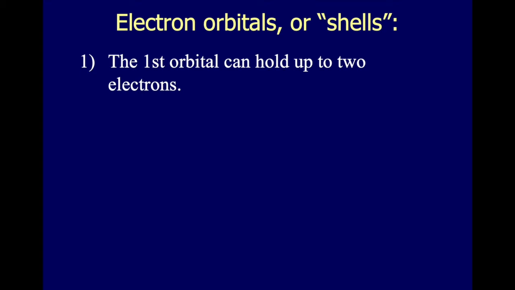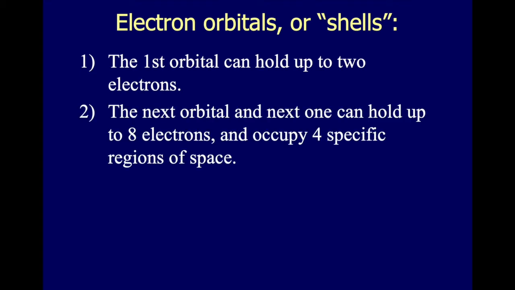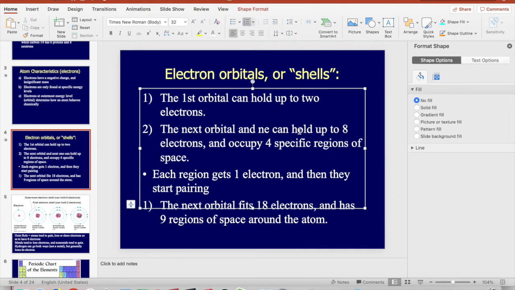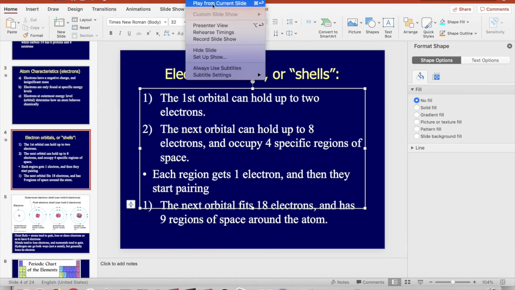Then we need to know the rules for those orbitals in the Bohr model. The first orbital, that first inner ring, can hold up to 2 electrons. The next orbital and the one up above that can hold up to 8 electrons. I'm sorry, my writing there made me get confused a little bit. Okay, so let me get rid of that and we'll go back to where I was.